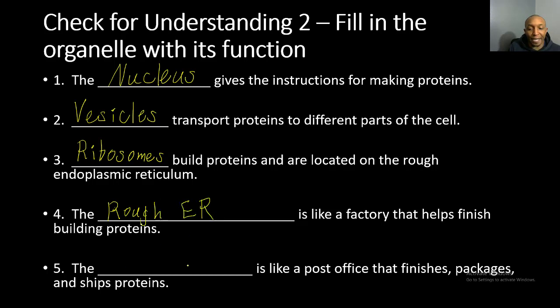And then number 5, the blank is like a post office that finishes, packages, and ships proteins. This would be our Golgi apparatus. And I'll put the Golgi app right here.